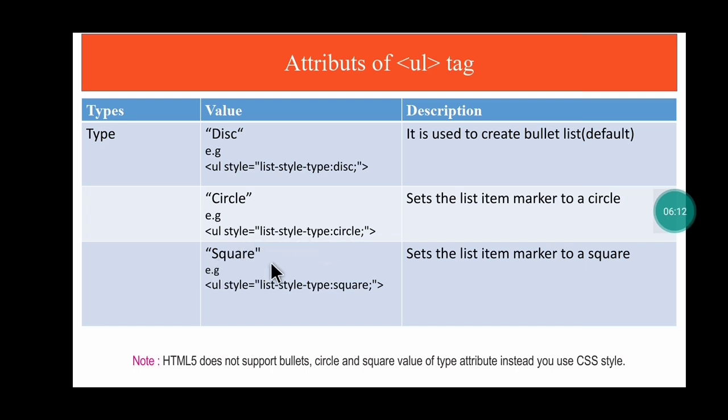If you want to display the list with a square, then again you have to create a style type square. Once you create this type value with the type attribute in the UL tag, the list will be displayed with the disc, circle and square. The disc value will display the item list with a bullet. The circle value will mark the items with a circle, and the square will mark them with a square.